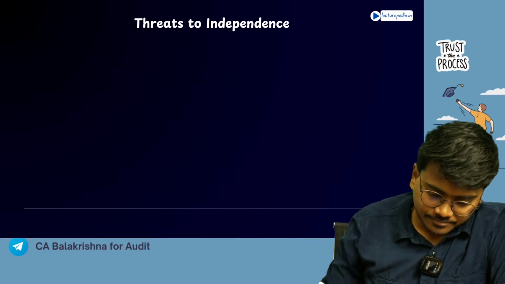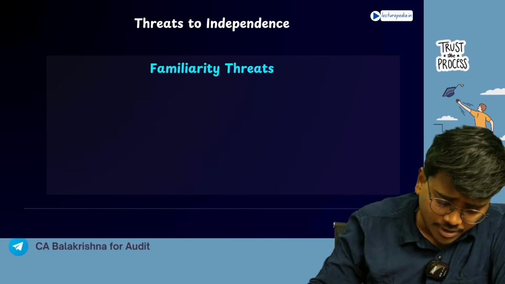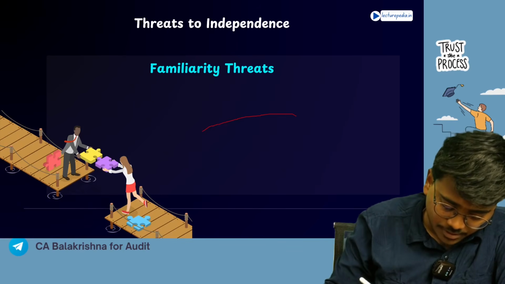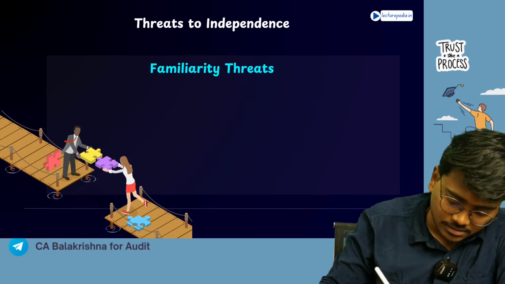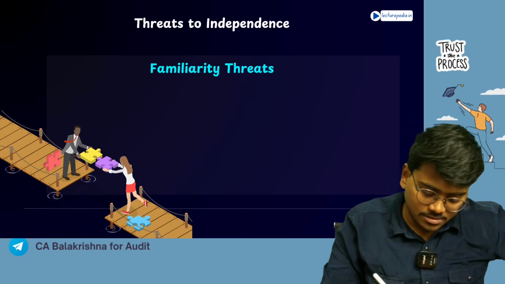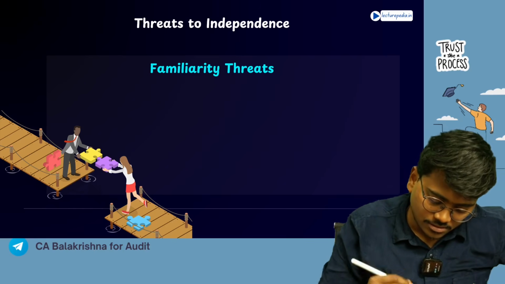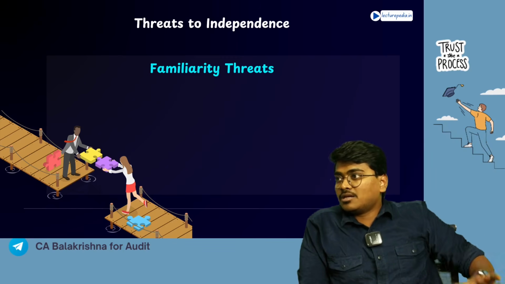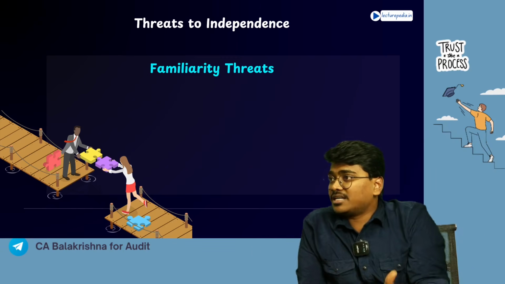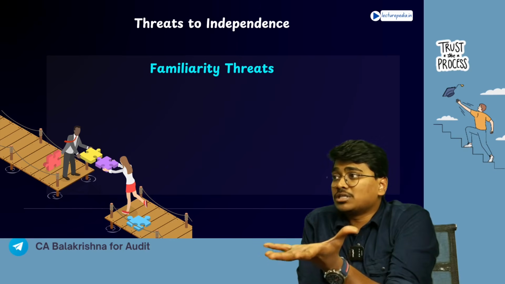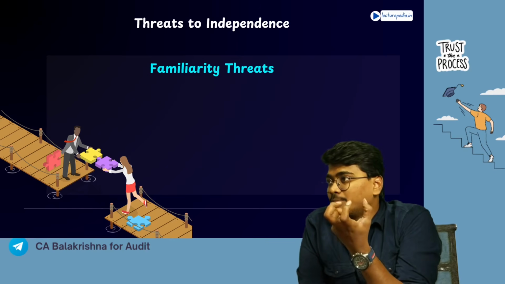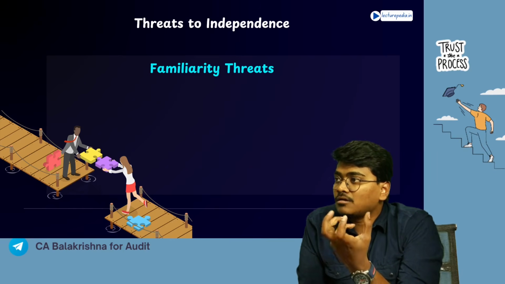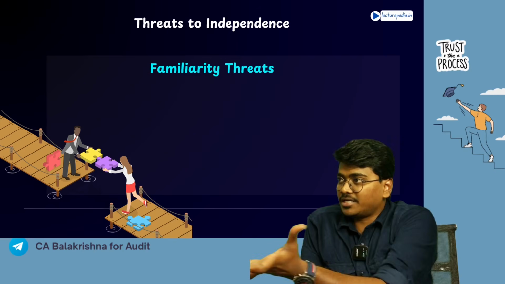Next threat, the familiarity threat. What is this familiarity threat? I have recently given an example. Familiarity means the auditor is auditing the company for the last 20 years. He has developed a relationship with the client. That means he already knows the client very well. There is a bond between them. So this will create a familiarity threat between the auditor and the client.